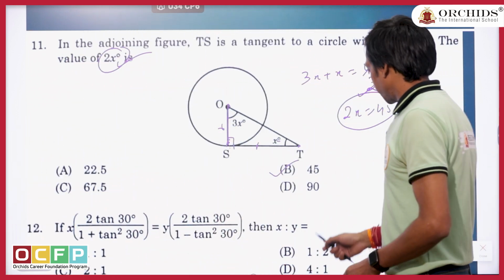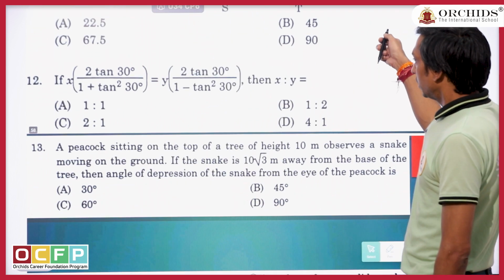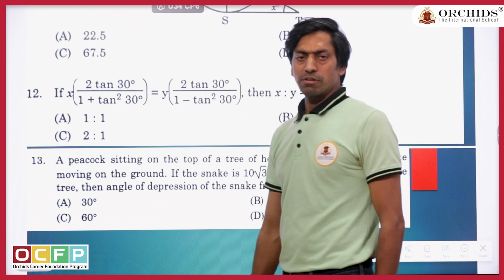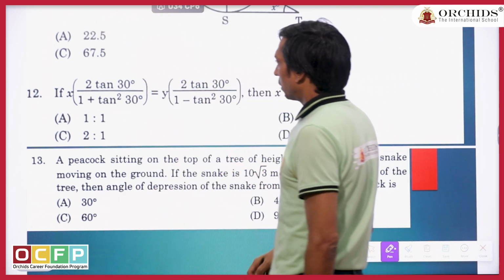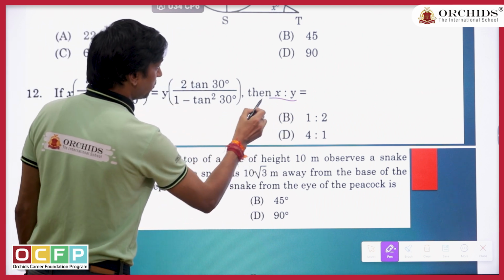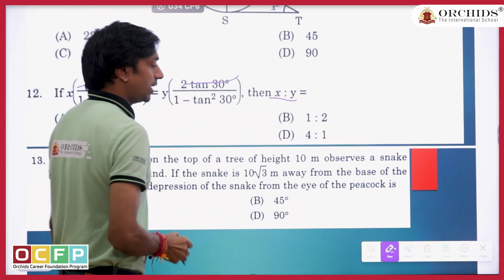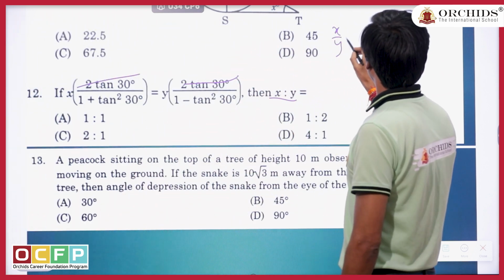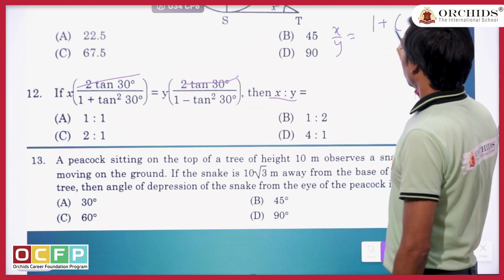Now the next question is given for the ratios type of question. So how to do this problem? Let's see. This is a simple question. We have to put the values of the trigonometric ratios. But before that, they are telling that x times of this equals y times of this. Find the value of x is to y, or x upon y. We know that the numerator on both sides of the equality is equal, so we can cancel. So from there what will I get? X upon y is equal to 1 plus tan square 30 degree.